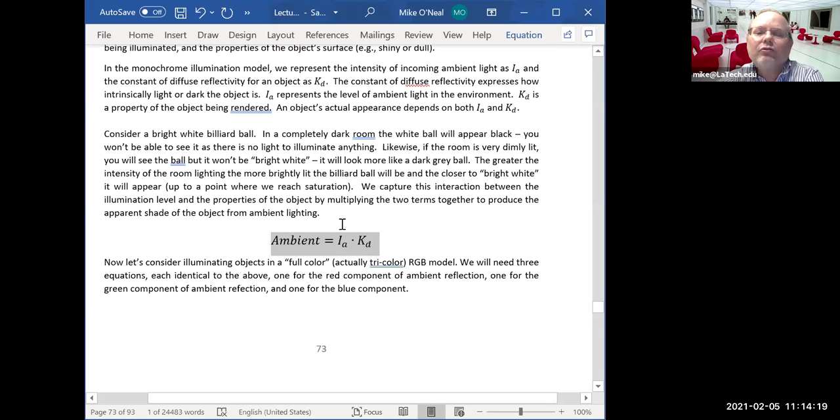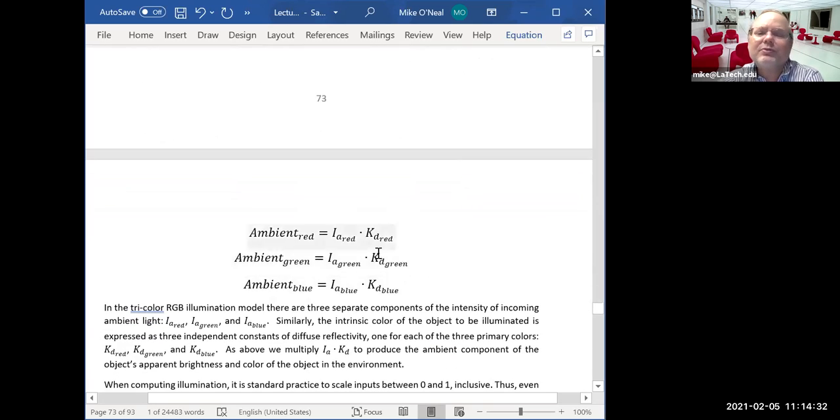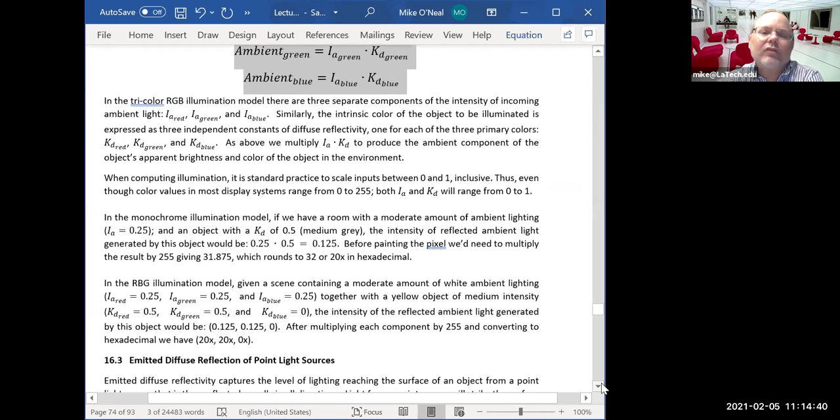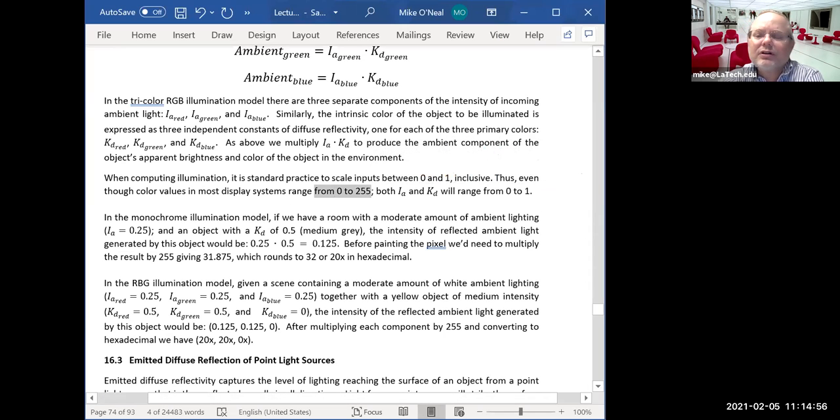So the level of lighting in the environment times the color of the object will give you the ambient background lighting. Now again, if we want to really make it color, we have to repeat the computation 3 times, because we have to keep up with red light, green light, and blue light separately. And like I said, standard practice is to put these things in the scale of 0 to 1, and then at the very end, you need to scale it from 0 to 255, because that's how all this works.